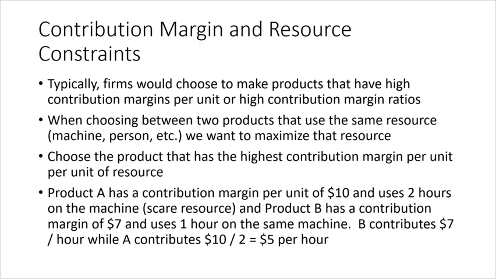So for example, product A has a contribution margin of $10 and uses 2 hours. Product B has a contribution margin of $7, but only uses 1 hour. If you're just looking at 7 and 10, you might choose product A. But because product B contributes $7 per hour, while A contributes $5 per hour, we're actually better off, more profitable, if we make B on that machine rather than A. It doesn't mean we'll just stop making A, but if we are choosing to emphasize one or the other, we might choose B in this case.